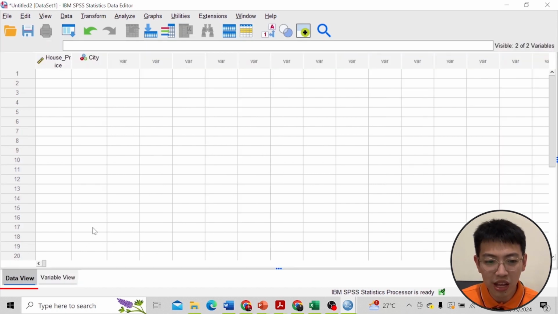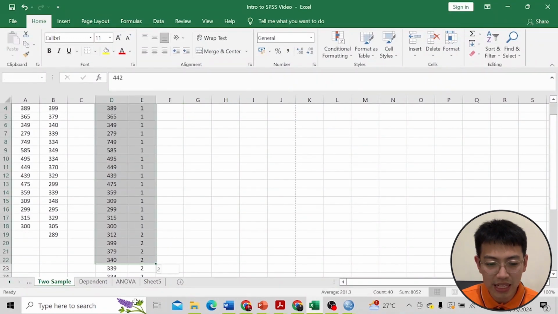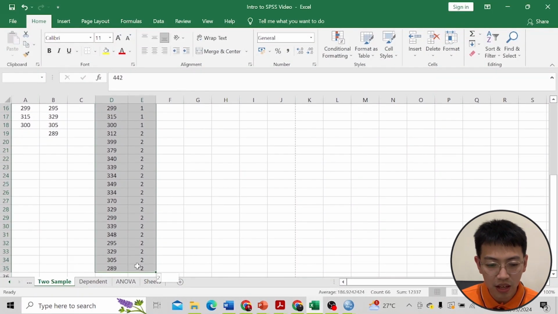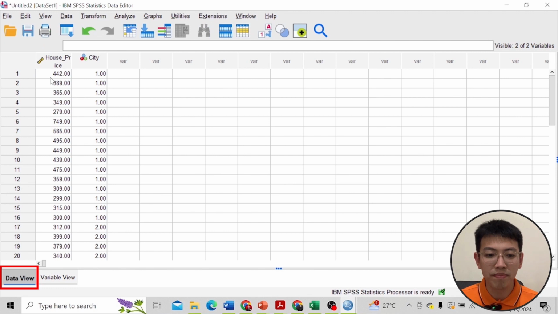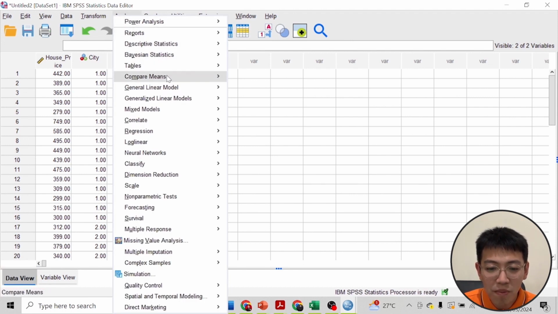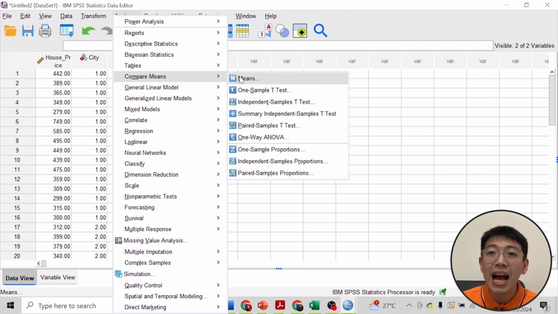So we go to data view and then we copy the data from the Excel. Copy, then paste. Now we will analyze two-sample hypothesis testing in SPSS. This is the way. Analyze, compare means. Okay. You have to determine whether the sample is independent or dependent.